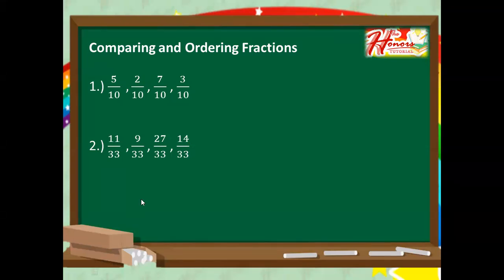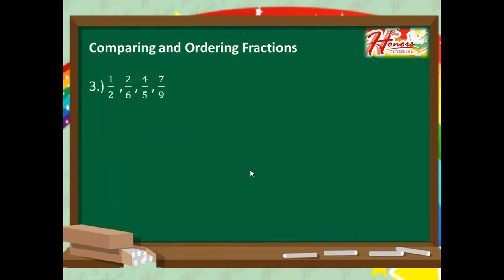So that is how you are going to compare fractions which have the same denominators. So in short, this is how you are going to compare similar fractions. Just compare the numerators and then copy the denominator. Next, we have here dissimilar fractions, meaning the denominators are not the same.